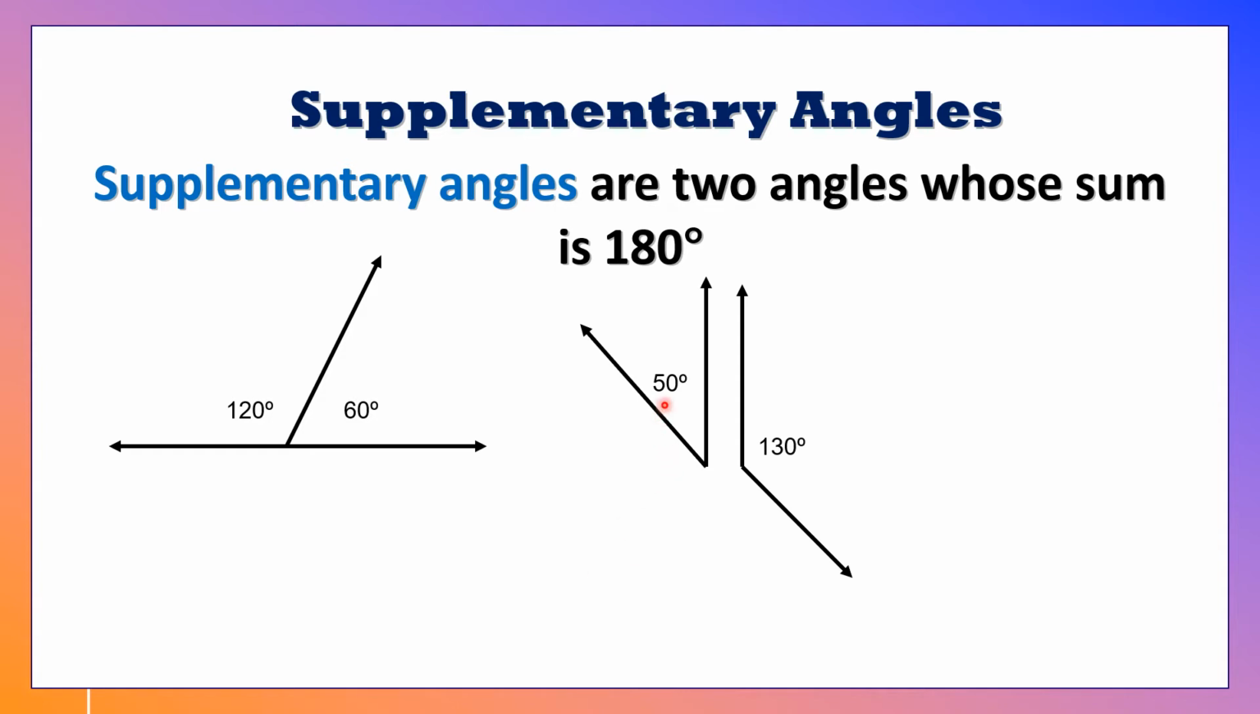Pag-add natin sila, 50 degrees plus 130 degrees is 180 degrees. 120 degrees plus 60 degrees, the answer is 180 degrees. So supplementary angles, pag ang sum ay 180 degrees.